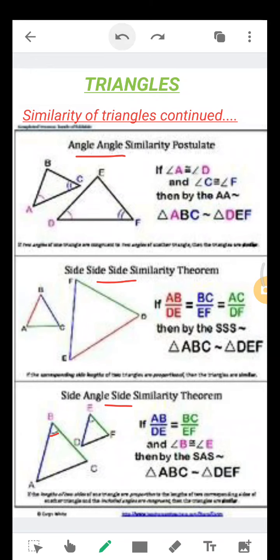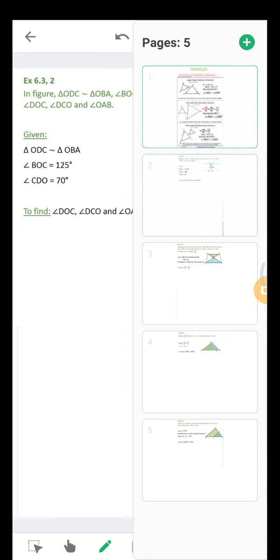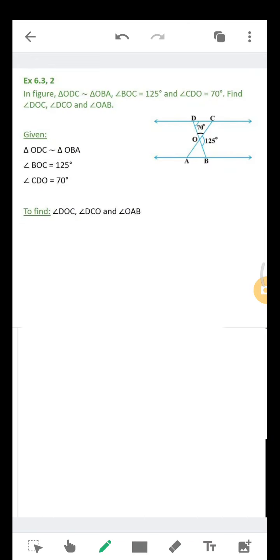So we'll continue with the exercise questions in today's session. Let's do the second question of exercise 6.3. We did the first question. Now coming to the second question. In this, a few angles are given and we have to find a few of them. In the given figure, ODC is similar to OBA. You can see here, the first thing given is ODC is similar to OBA.